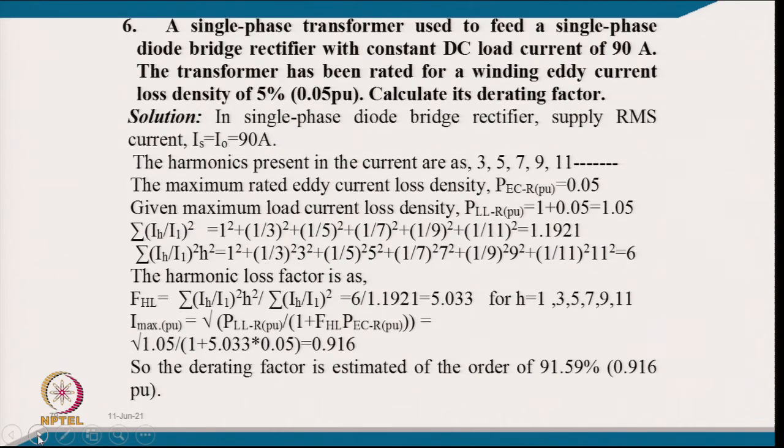So, coming to another example, a single phase transformer is used to feed a single phase diode bridge rectifier with a constant DC load current of 90 ampere, and the transformer has been rated for a winding eddy current loss density of 5%, that is 0.05 per unit, and calculate the derating factor.